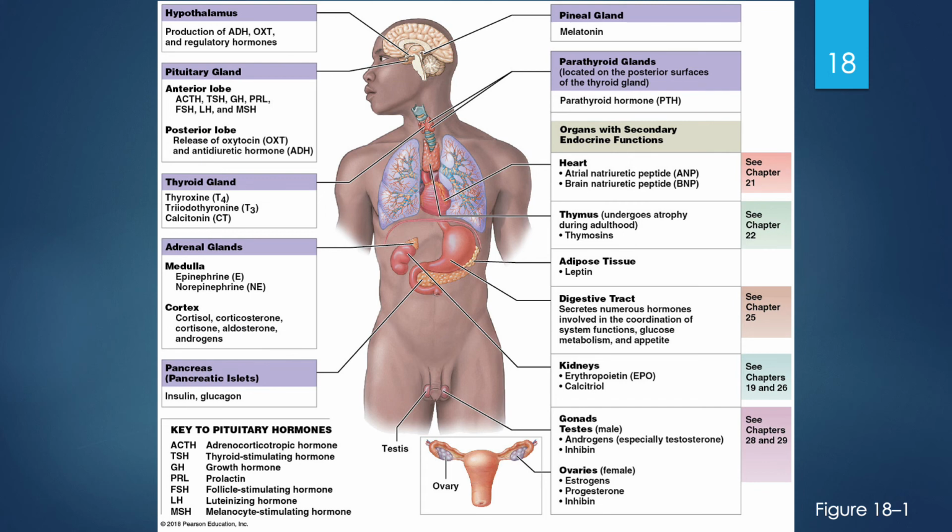And as we move into the chest, we have the heart and the thymus. In the abdomen, we have adipose tissue and the digestive tract, as well as the pancreas. And then retroperitoneally, we also have the kidneys and the adrenal glands, which will release a considerable number of hormones. And then lastly, our reproductive organs as well. We have both testes and ovaries, which release a lot of our sex-producing hormones.